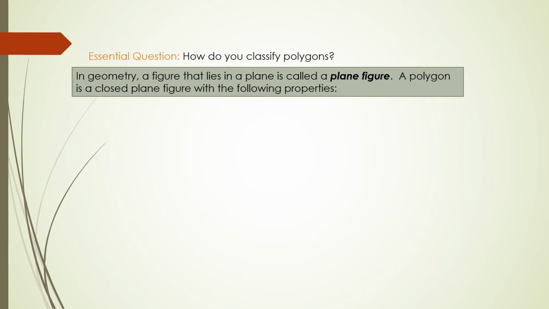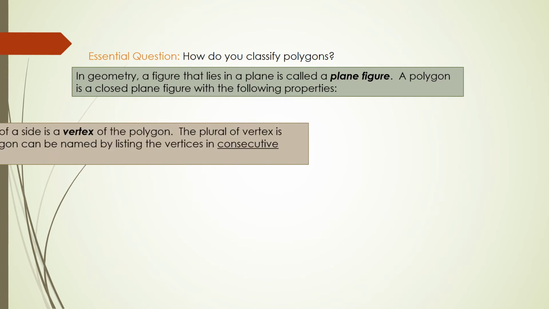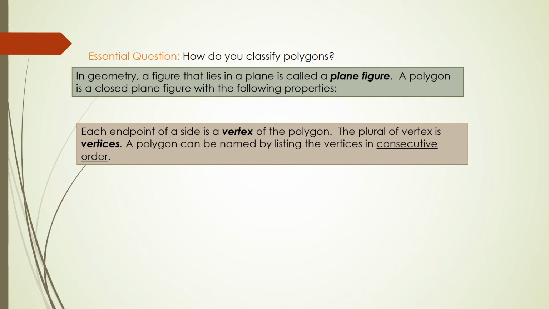In geometry, a figure that lies in a plane is called a plane figure. Now, this is the definition of a polygon. It's a closed plane figure, and it has the following properties. Each endpoint of a side is called a vertex. Please notice the plural of vertex is vertices, and we name our polygons in consecutive order like A, B, C, D, and so forth.